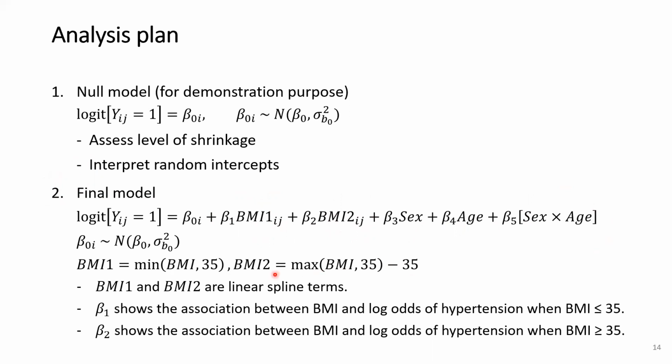These two spline terms are defined using this formula, but it's confusing, I think, because I wrote it out because I needed to. What we have to know is this: beta 1 coefficient tells us the association between BMI and log odds of hypertension when BMI is less than 35. And beta 2 shows the association between BMI and log odds of hypertension when BMI is greater than or equal to 35. If you get confused with these two equations.